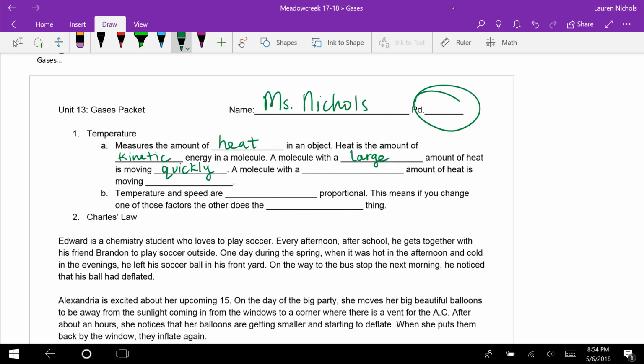If you think about it this way, if you were walking across the road barefoot in the middle of summer, you'd be moving very quickly because that ground is very hot. But if it was cold, you could move a little slower. And so that leads us to our next blank in our notes. It says a molecule with a small amount of heat is moving slowly.